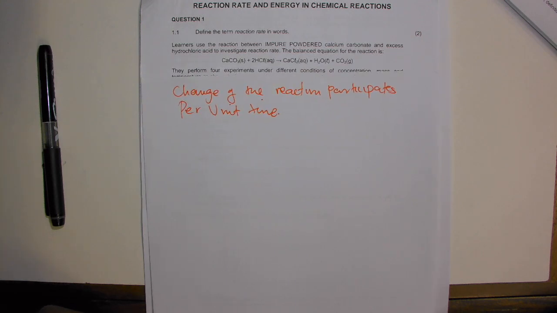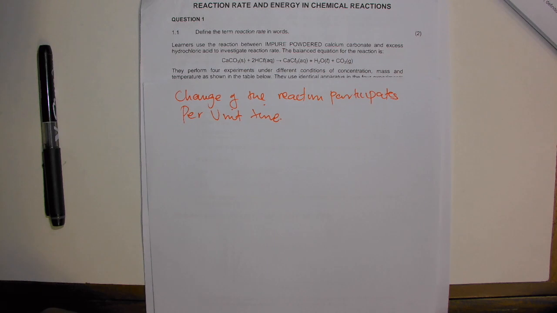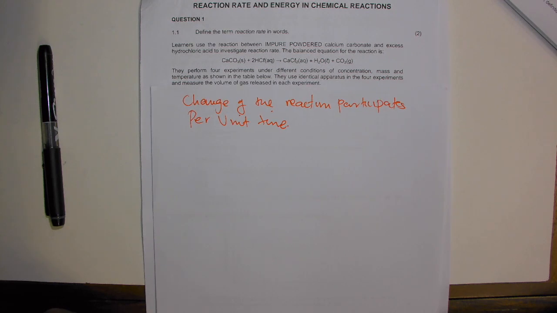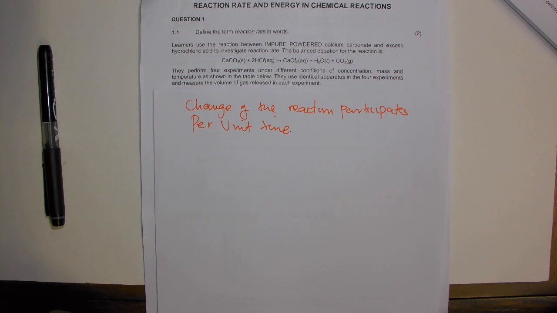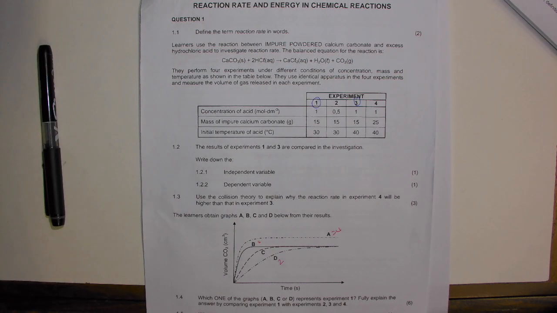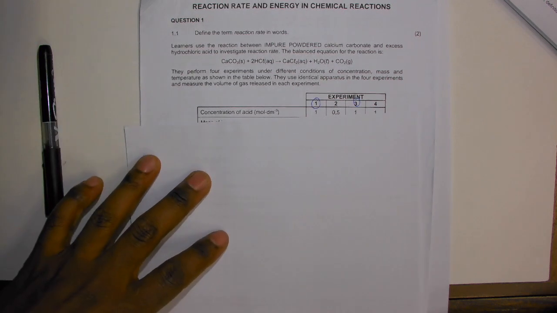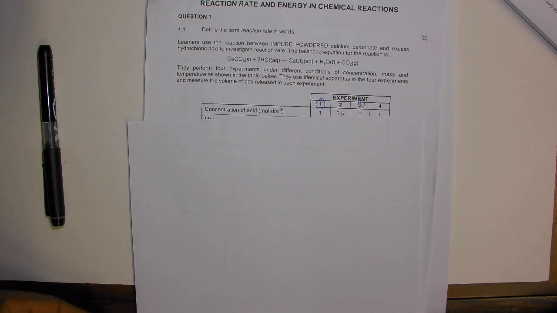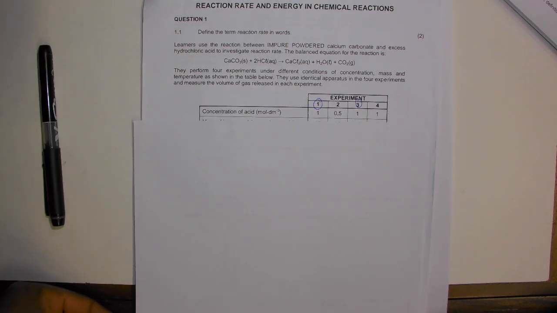They perform 4 experiments under different conditions of concentration, mass, temperature as shown below. They use identical apparatus in the 4 experiments and measure the volume of each gas released in each experiment. So these are the experiments that you guys have there. So what do you have? You've got experiment 1, experiment 2, experiment 3, and experiment 4. If you look into those, then we move on.